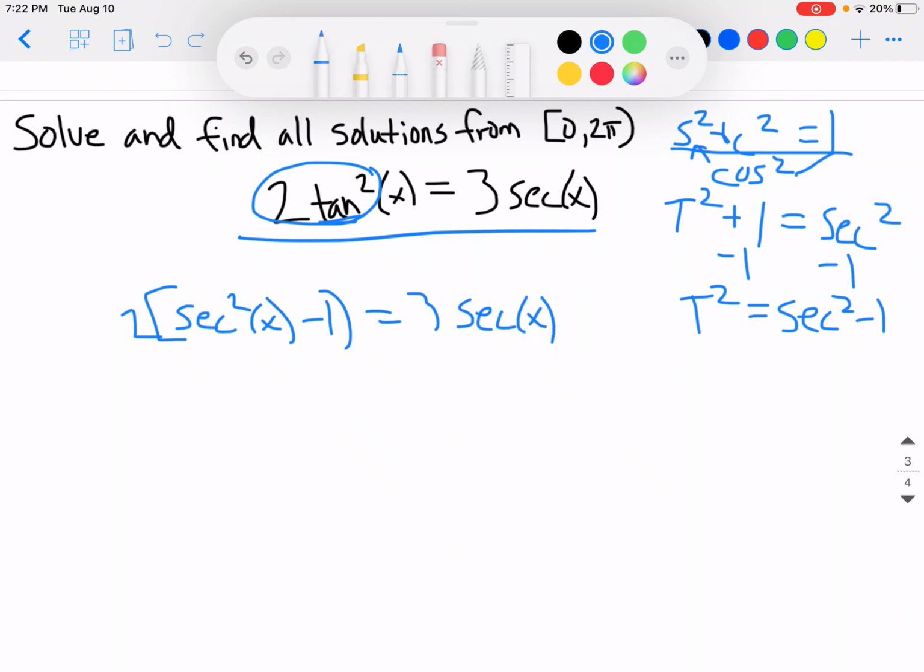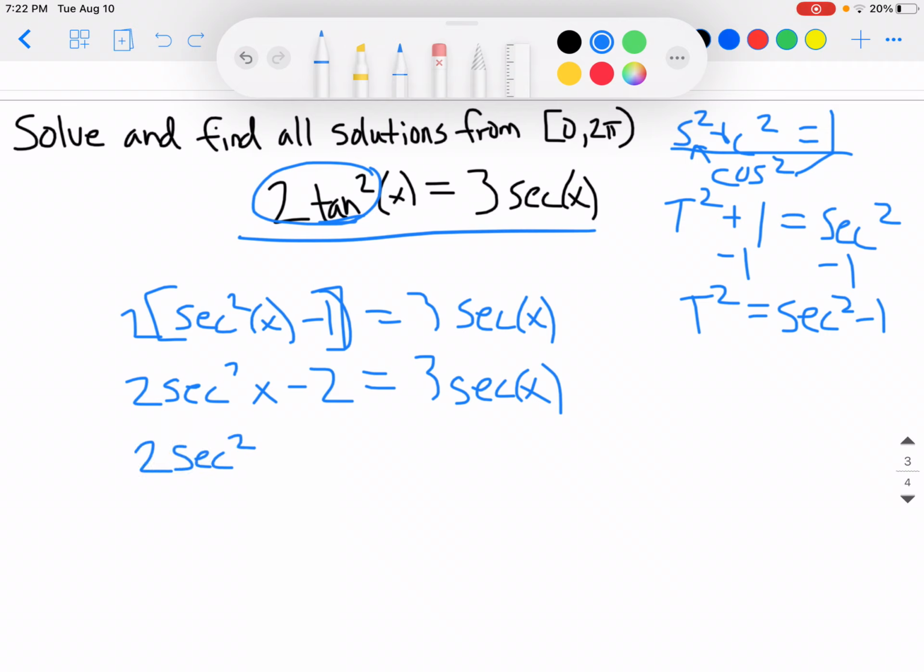Cool. All right, so put a bracket there. Now we're going to distribute. So we have 2 secant squared x minus 2 is equal to 3 secant of x. Next, we want to move everything over to the same side. So we have 2 secant squared x minus 3 secant x minus 2 is equal to 0.